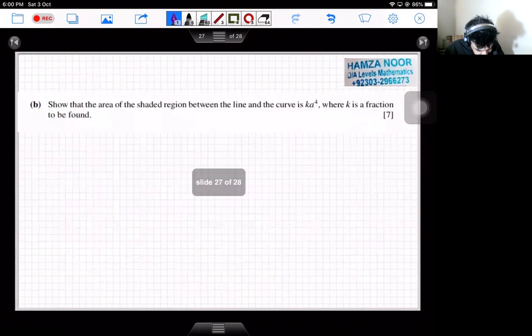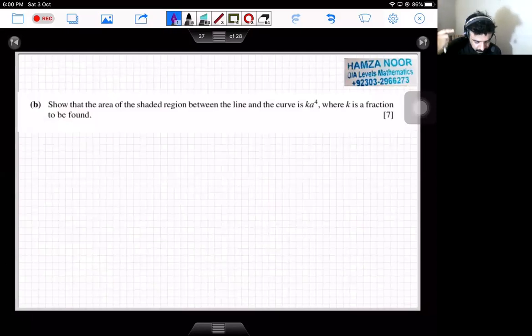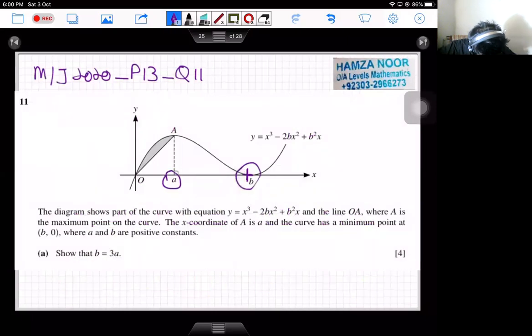Now the next part is saying: show that the area of the shaded region between the line and the curve is k a raised to the power 4, where k is a fraction to be found. This is for 7 marks and we want the shaded area, this one. So obviously we are going to integrate. First we are going to integrate the equation of the curve with the limits a till 0, and then we are going to subtract the area of this triangle in order to get the shaded area.